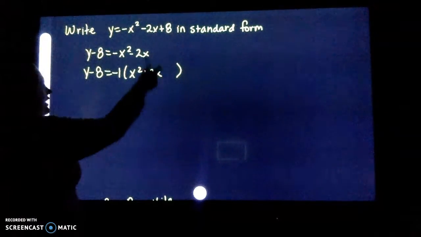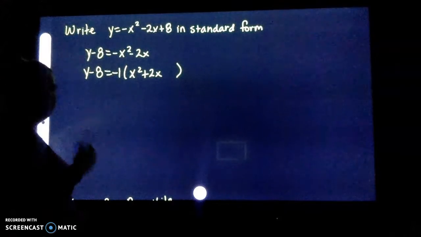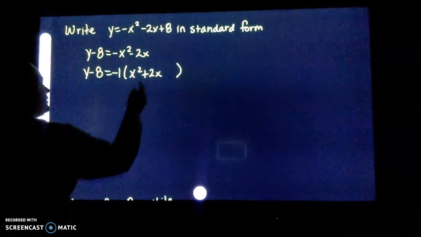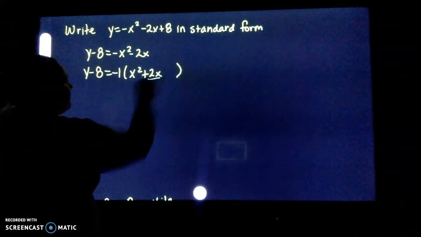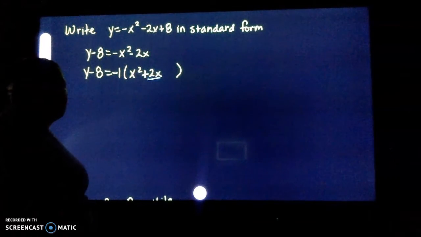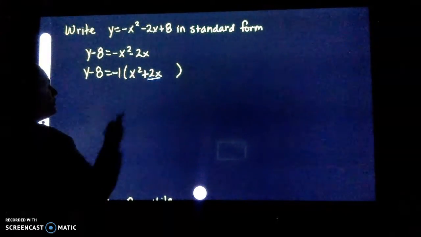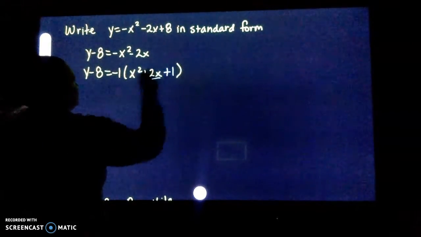So I need to create a third term in there that's going to allow this to factor beautifully into the same thing times itself. Okay, so to do that, I go to this x term right here, which is the 2x. I take that 2 and I split it in half. Half of 2 is 1, and then I square 1. 1 squared is just 1.